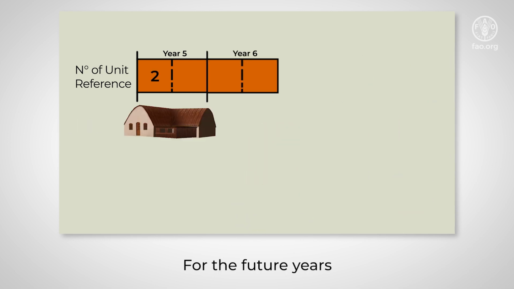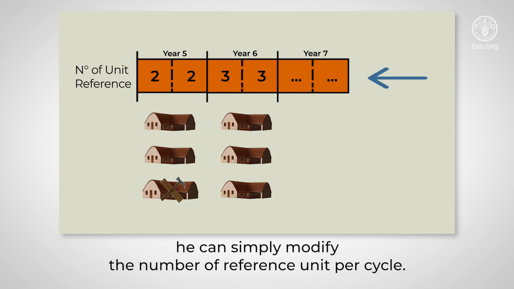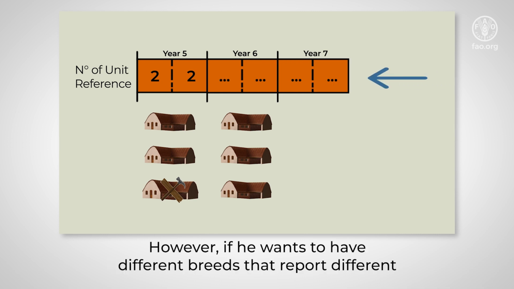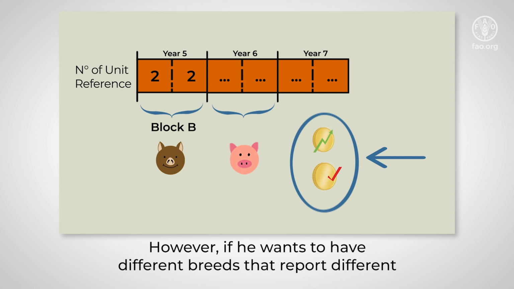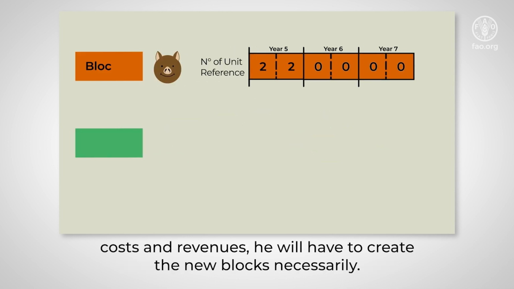For the future years, if Edwin builds a new building, he can simply modify the number of reference units per cycle. However, if he wants to have different breeds that report different costs and revenues, he will have to create the new blocks necessary.